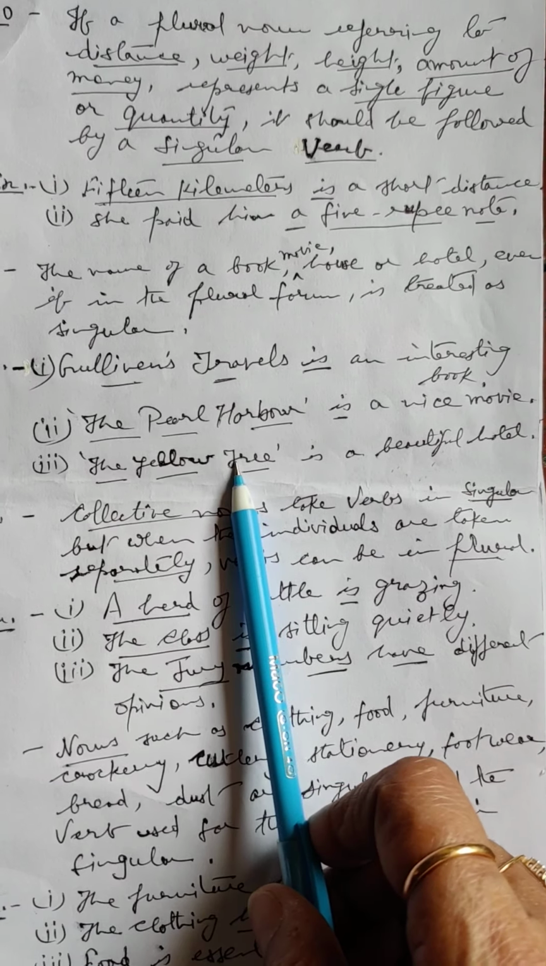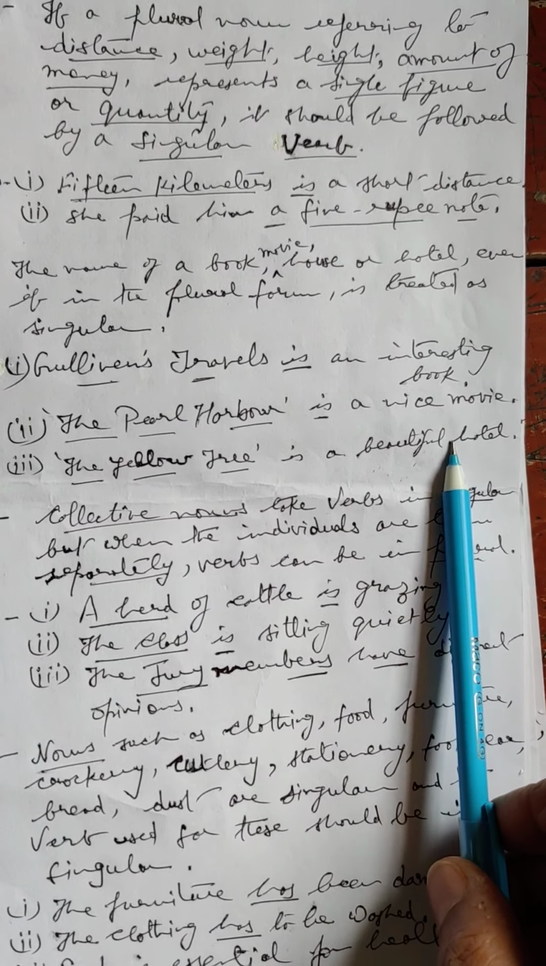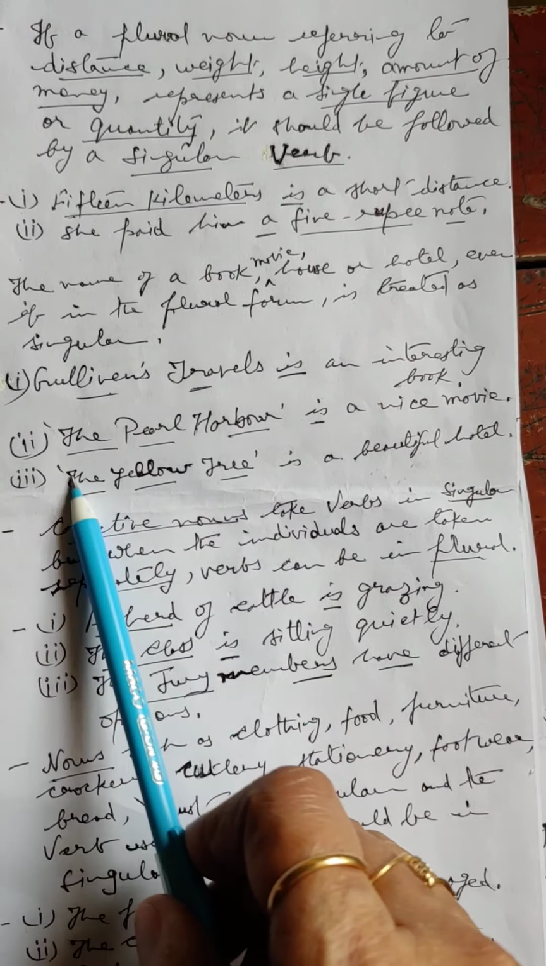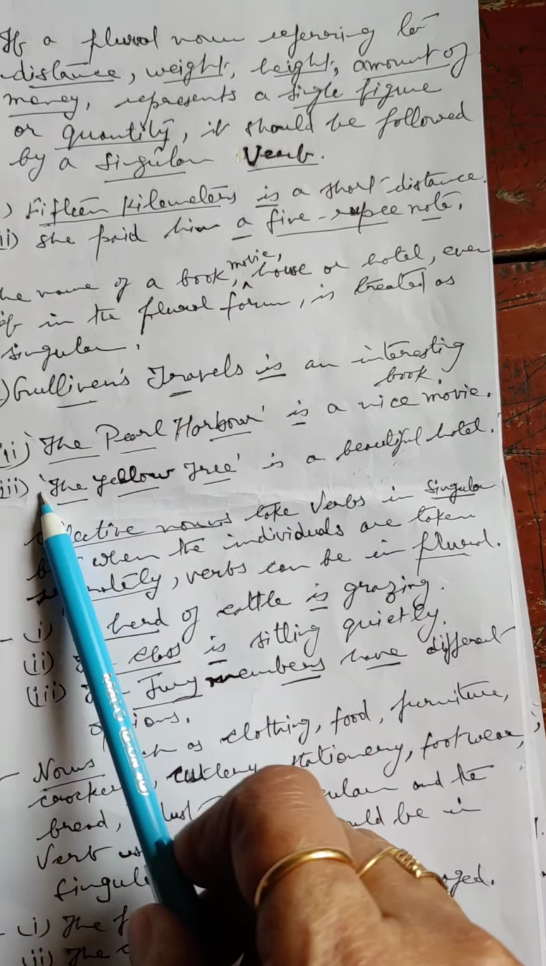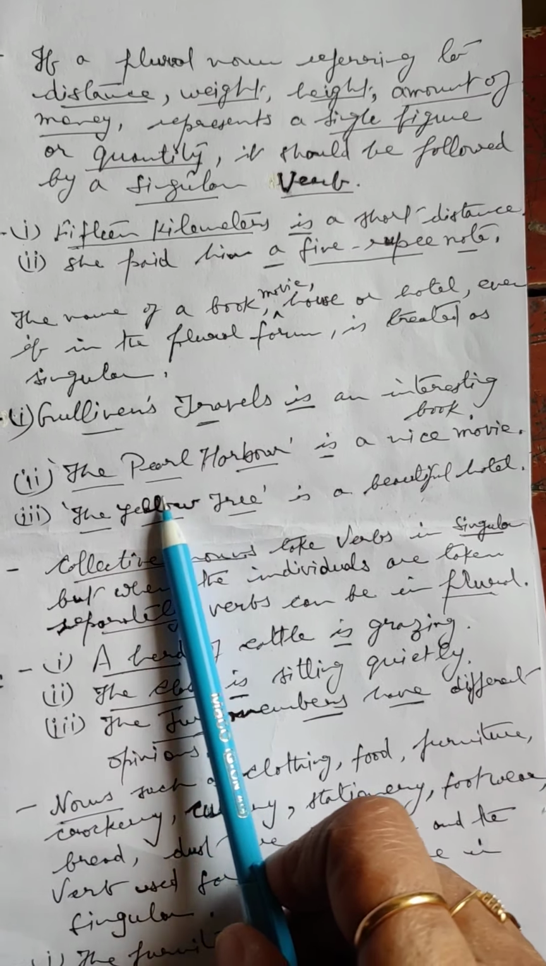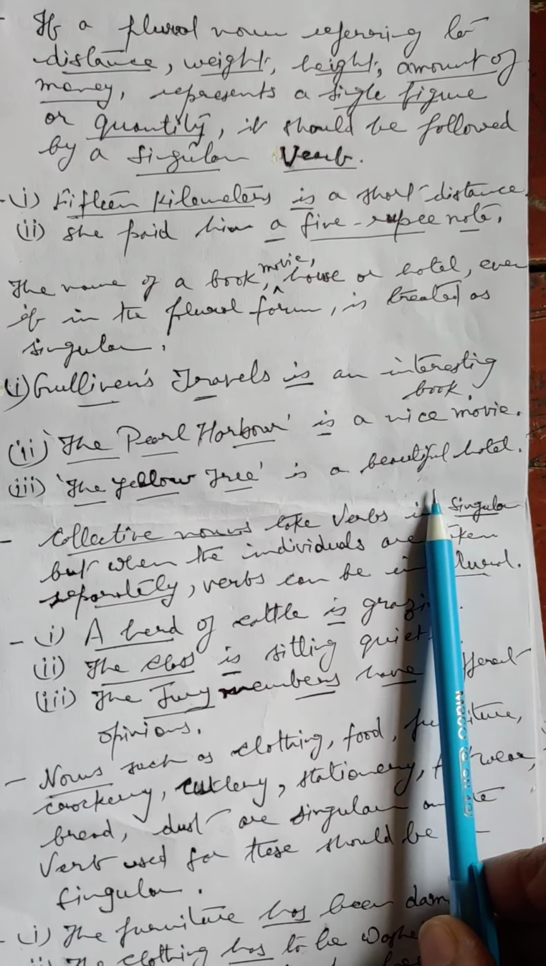The Yellow Tree is a beautiful hotel. The Yellow Tree, because three words are there, but it represents a singular thing, a singular name of one hotel only. So, the Yellow Tree is a beautiful hotel.